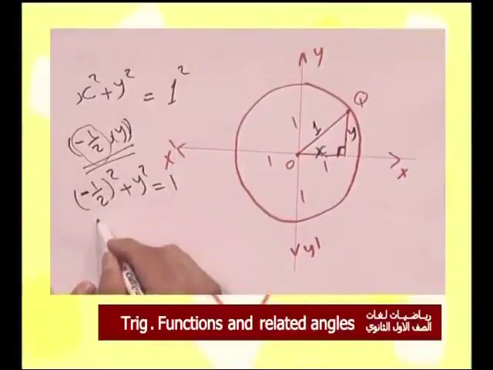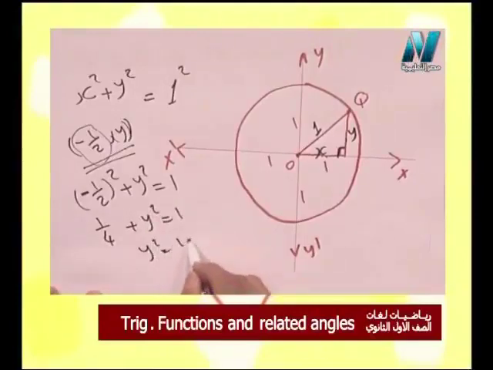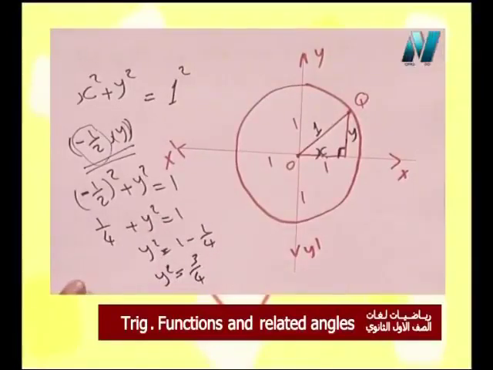Negative half squared equals 1 over 4, plus y squared equals 1. So y squared equals 1 minus 1 over 4. So y squared equals 3 over 4. By taking the square root of both sides, we find that y equals positive or negative square root of 3 over 4.